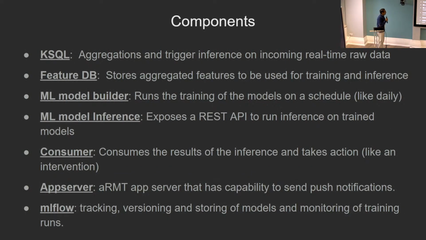For the core components, as I already mentioned, KSQL does the aggregations and triggers inference on incoming real-time raw data. Then the feature DB stores the aggregated features to be used for training or inference. The ML model builders handle the training of models on a schedule. The model inference exposes the REST API to run inference on trained models. The consumer consumes the results of the inference and takes an action, like an intervention. The app server is just a component that supports the RADAR-base app and has the capability to send push notifications. And MLflow is open source machine learning model tracking software that we're using to store our models.